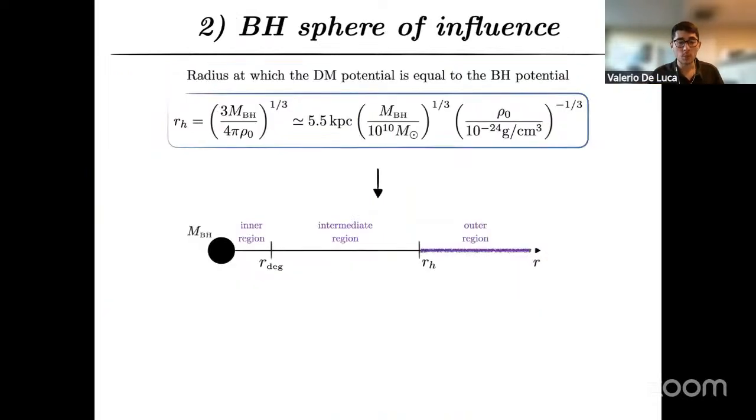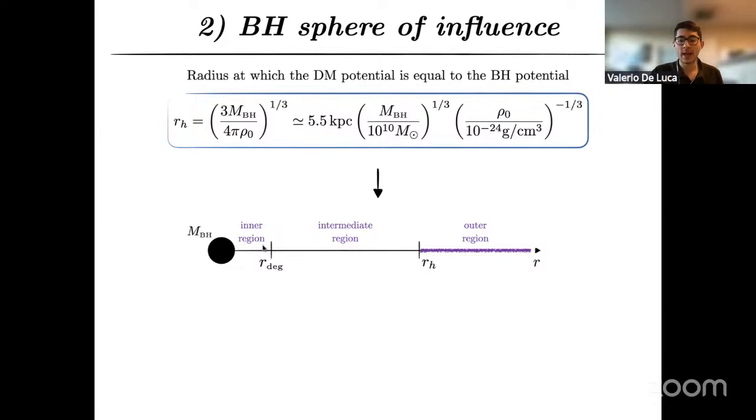So in order to understand what happens, we have to identify, in the spatial distribution, the region where the black hole is actually relevant, which we call the black hole sphere of influence. This is the region within which the black hole gravitational potential is going to dominate over that of the dark matter. And it depends on the mass of the black hole and on the density of the environment. So we will highlight three different regions in space, starting from the black hole. There will be an outer region at distances larger than the sphere of influence, R_H, an intermediate region, and an inner region very, very close to the black hole.